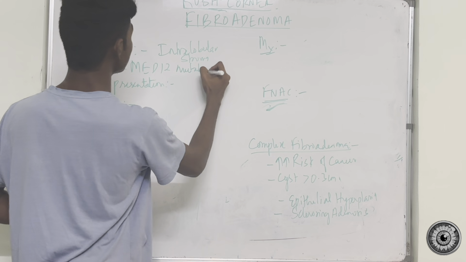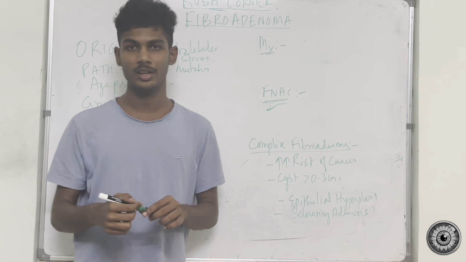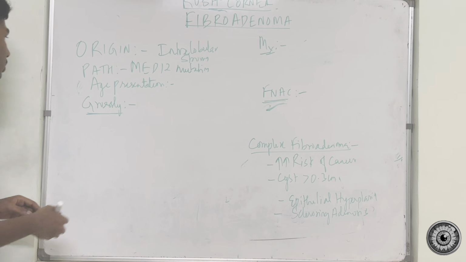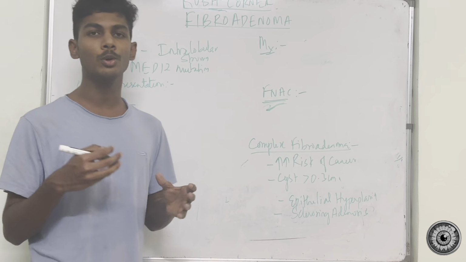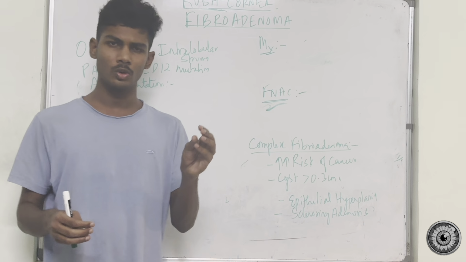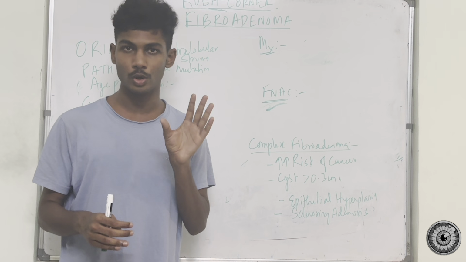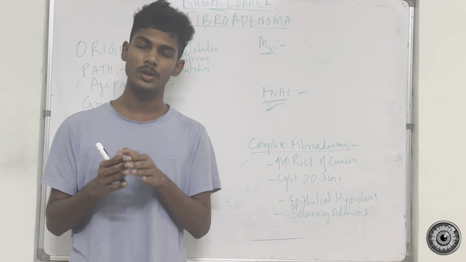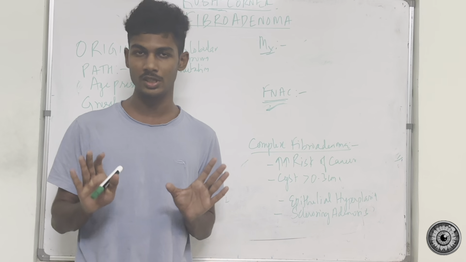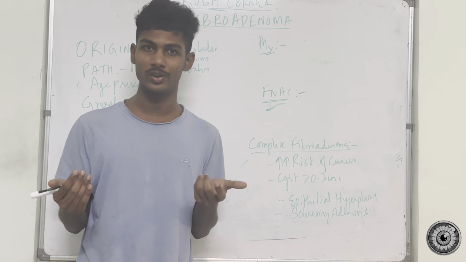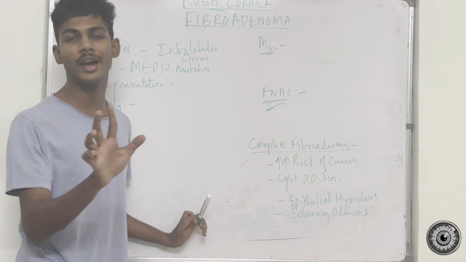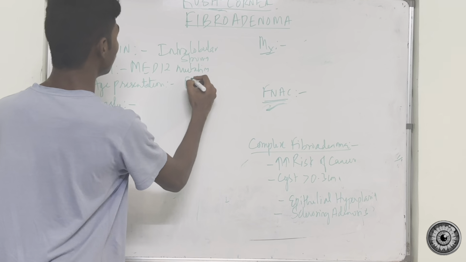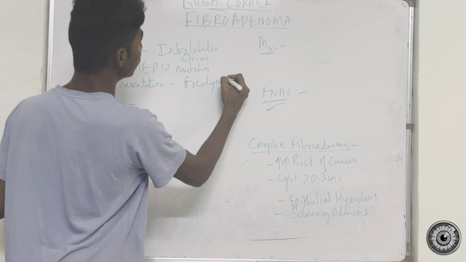For the phyllodes also the same mutation is going to take place. Is it clear? Next, age presentation. If you see fibroadenoma, it's a freely mobile tumor. Sometimes they call it breast mouse, but please don't say it in front of the patient because it is awkward, right? So you can write it in the exam. It's a freely movable or mobile tumor.